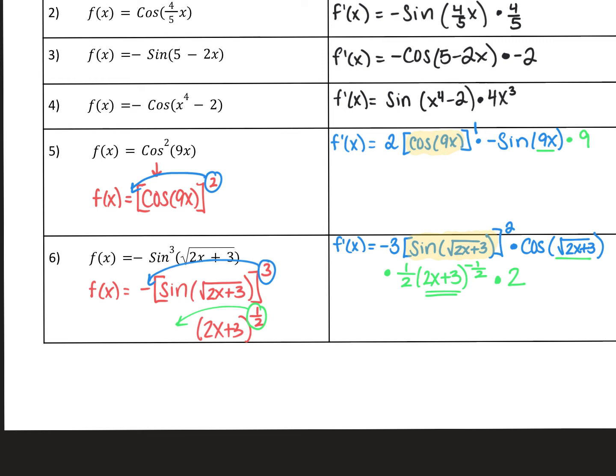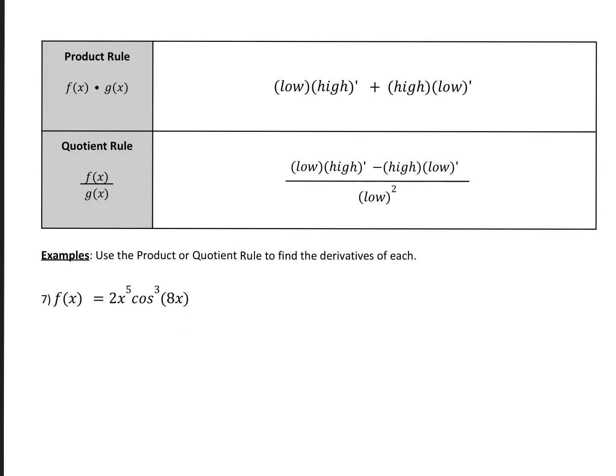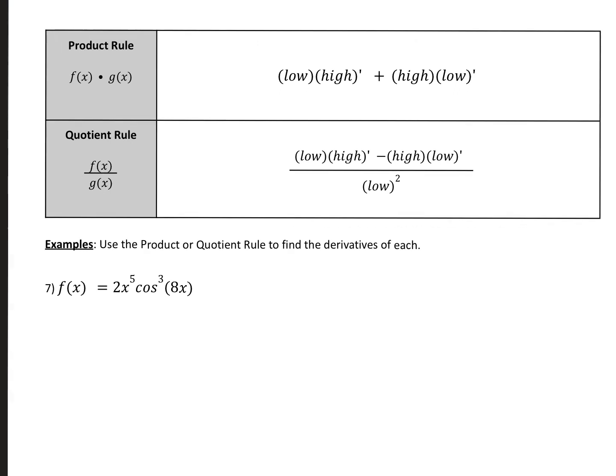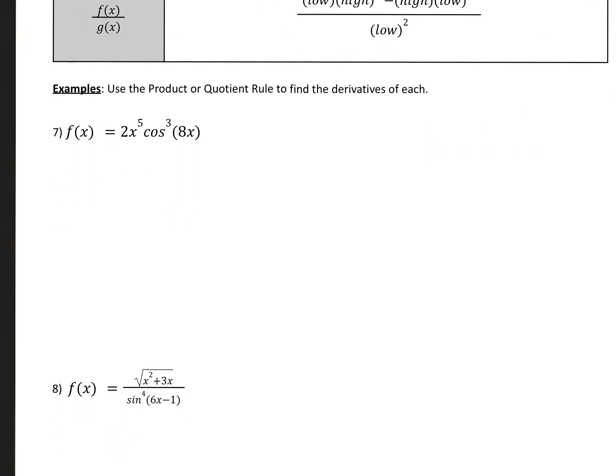So actually what you did here was a chain rule here, and then the derivative of cosine was another chain rule. All right, let's take a look at putting this all together. How could we use the product and quotient rule to find derivatives that involve trig functions? So let's take a look at example number 7.